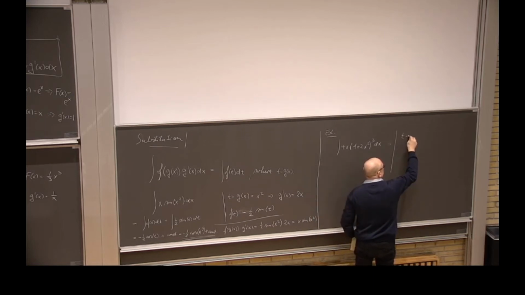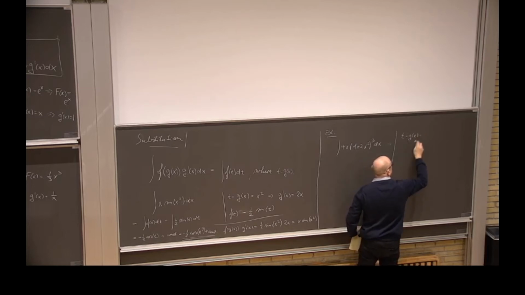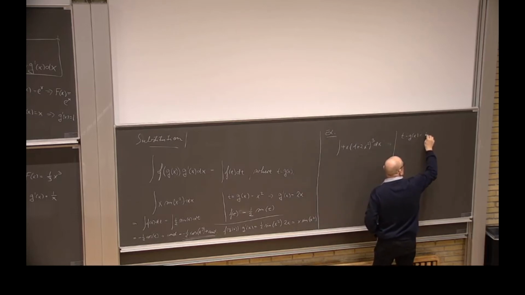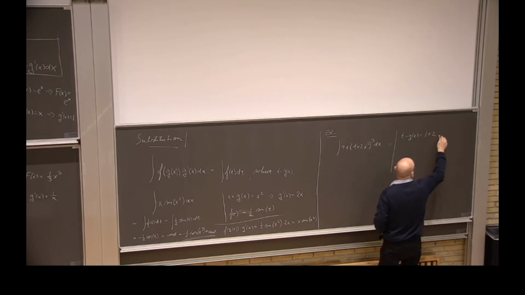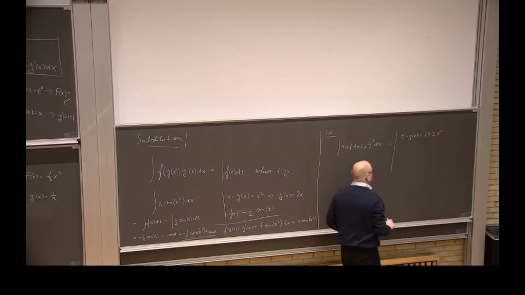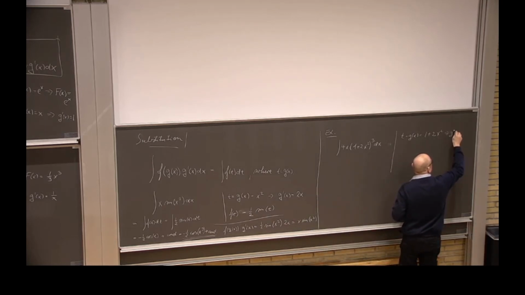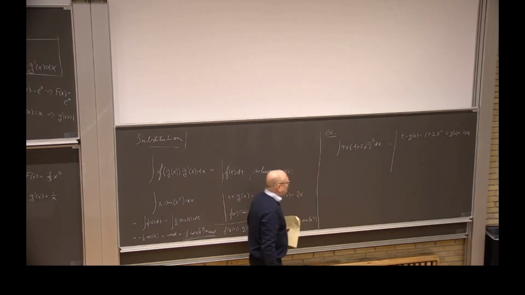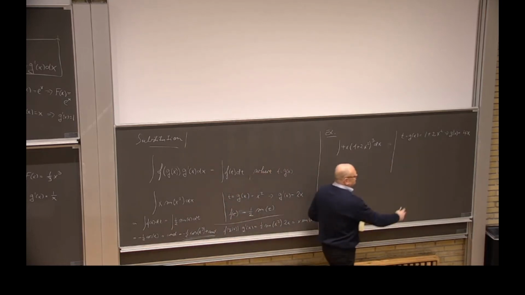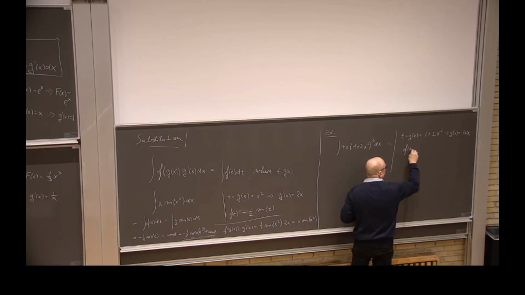So I put t equal to g of x, and this is equal to 1 plus 2x squared. And then I need the derivative, and this is 4x. And this is nice because this 4x you find here. And then we have our f of t is t cubed.